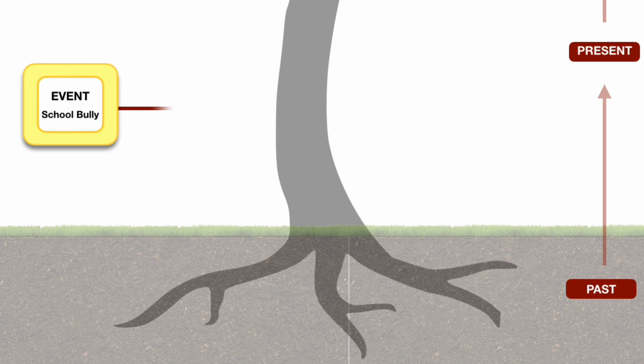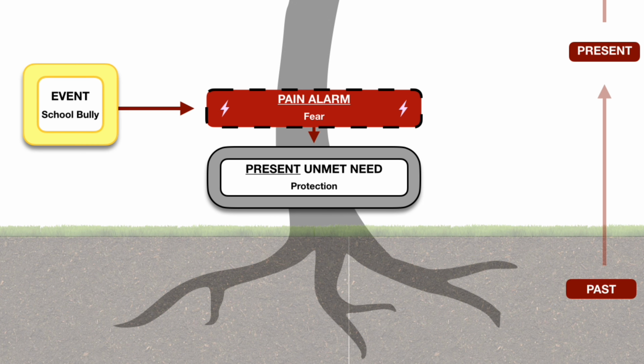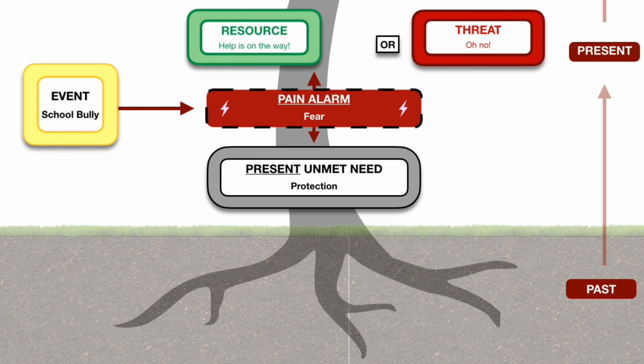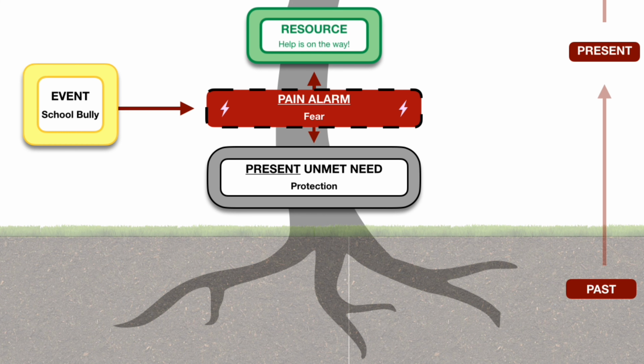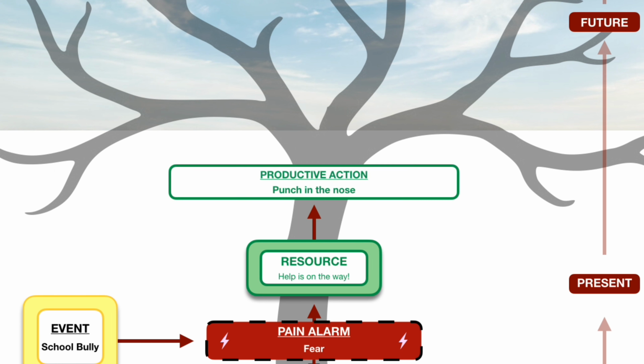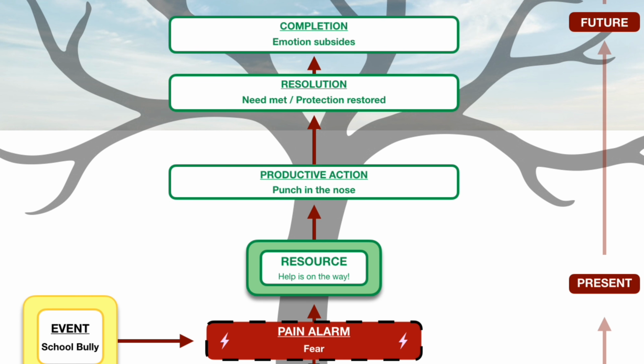Leon meets the school bully, which kicks off his pain alarm, fear, alerting him that his need for protection is at risk of not being met. Now at home, Leon's parents respond positively to his emotion. So Leon's emotion, including his impulses to act on his emotion, is encoded in his brain as a resource. So, driven by his pain alarm, Leon takes productive action and punches the bully in the nose. As a result, his need for protection is met and his pain alarm subsides.